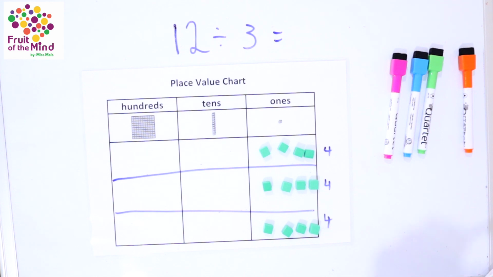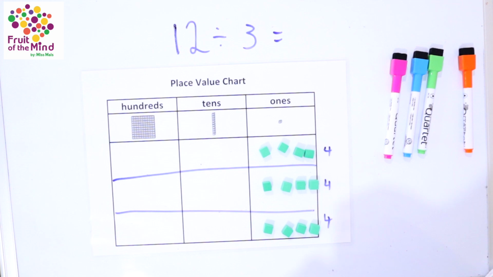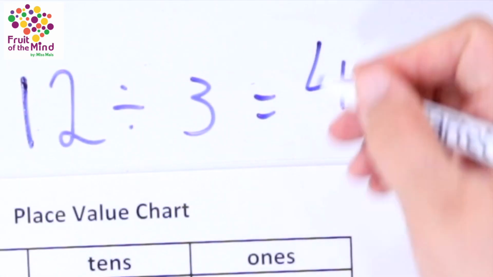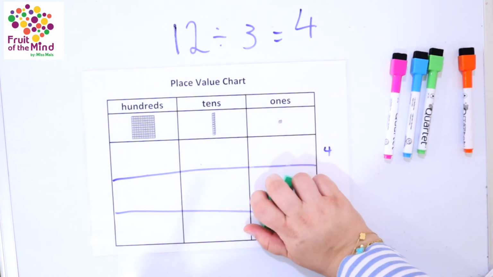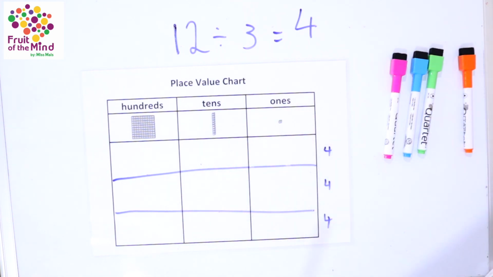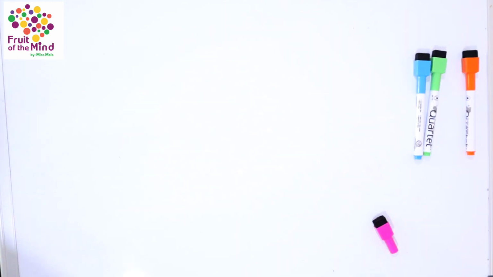So when you ask yourself the question, how many do you have in each group, usually the answer is our quotient. So how many do I have here? 4. 4 is my quotient. Now, instead of using the place value map, I'm going to show you another way of doing this using equal groups, and to start investigating the quotient and the remainder using equal groups.